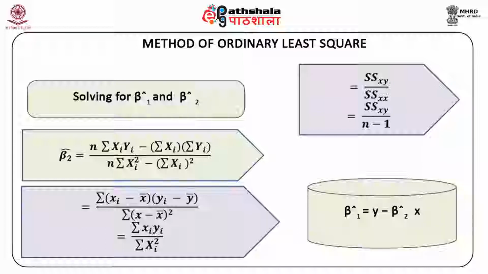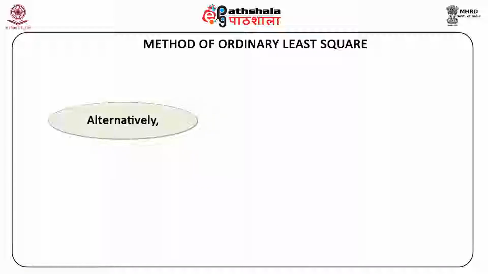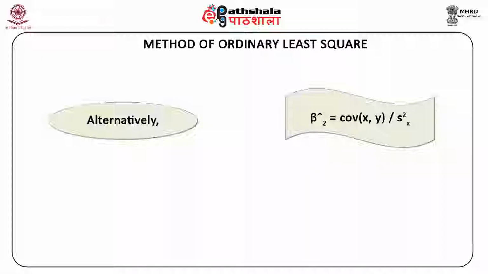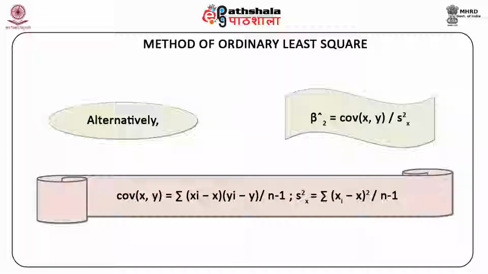Alternatively, beta hat 2 is equal to covariance xy divided by s squared x, where covariance xy is equal to sigma (xi - x bar)(yi - y bar) divided by n - 1, and s squared x is equal to sigma (xi - x bar) squared divided by n - 1.